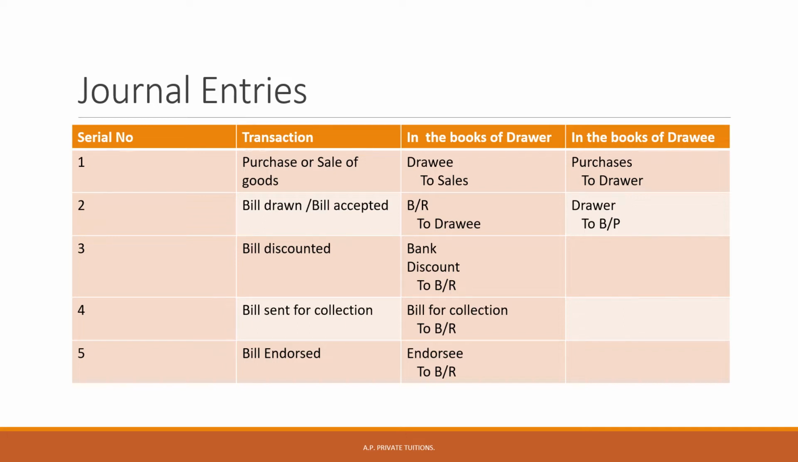So when our bill is discounted, I will say bank discount to bills receivable. When our bill is sent for collection, we will say bills for collection to bills receivable. When our bill is endorsed, we will say endorsee to bills receivable. And a very important thing you should notice, no entry for these transactions comes in the books of drawee. I hope it is clear to you. Let's move to the next slide.